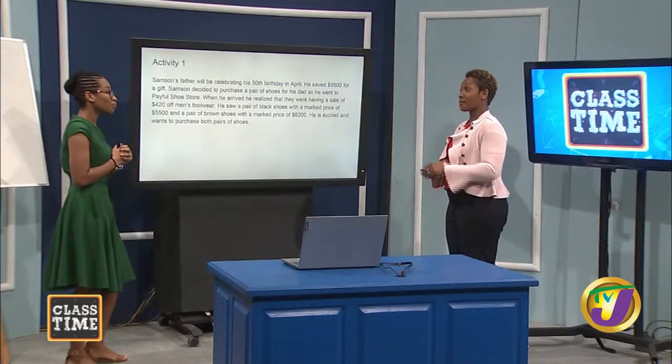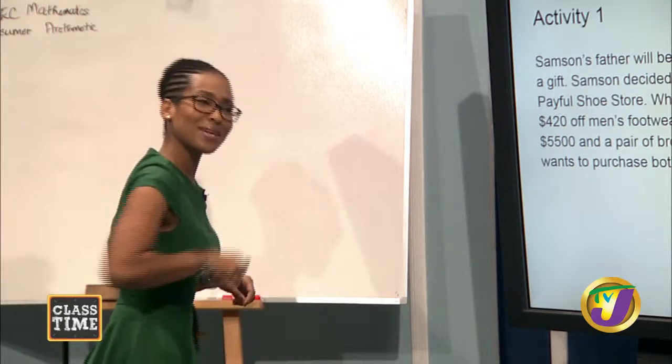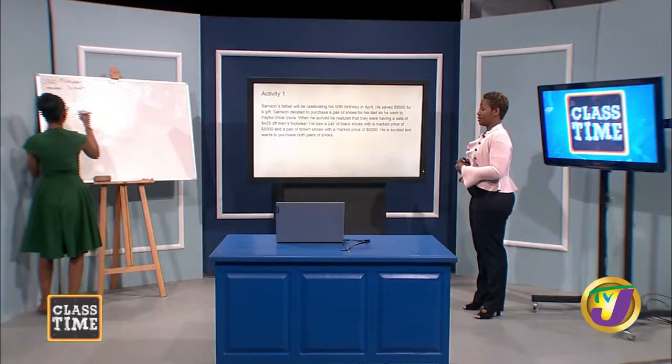He is excited and he wants to purchase both pairs of shoes. So the question is, can Samson purchase both pairs of shoes? Does he have enough money for that? $9,500 is enough money. So of course, I'm going to show you he can definitely purchase those two pairs of shoes. So watch now.